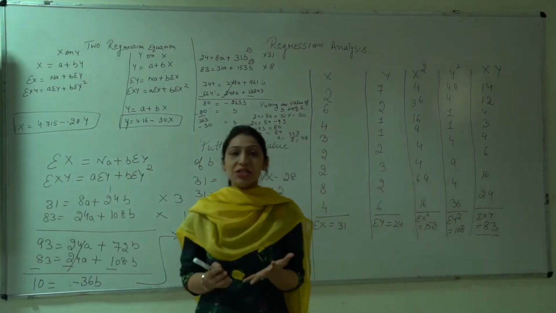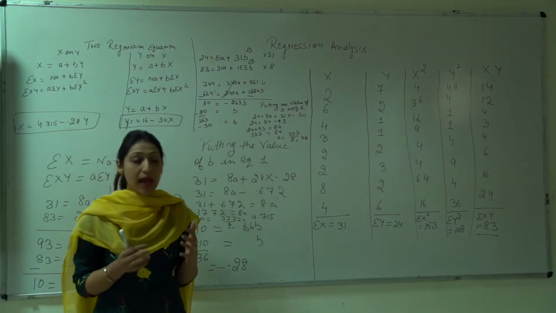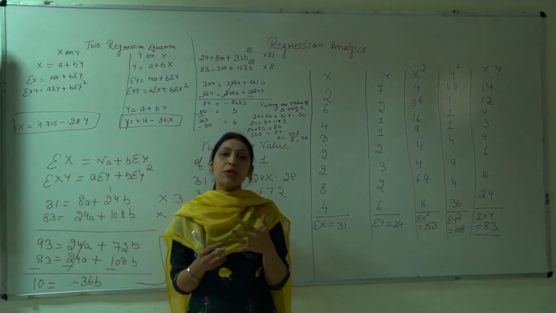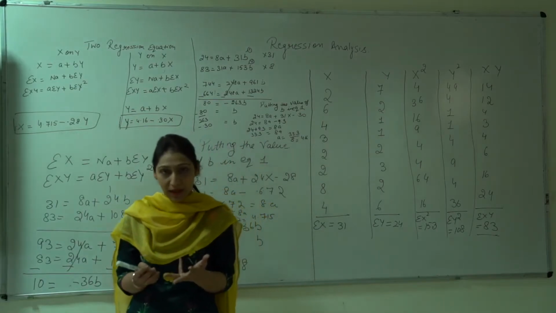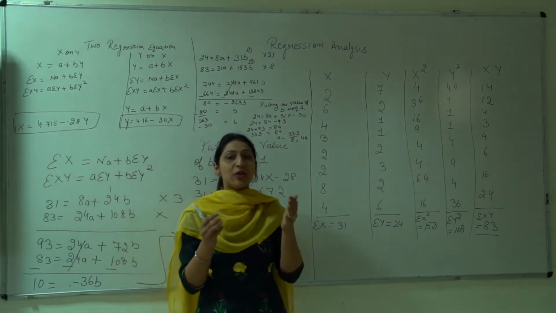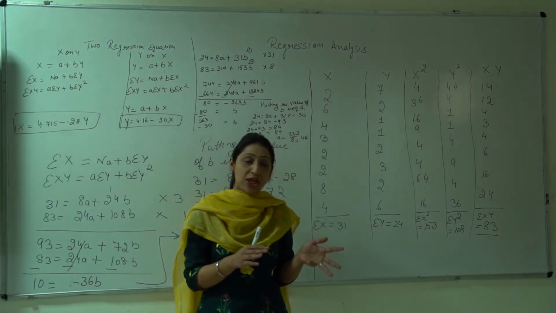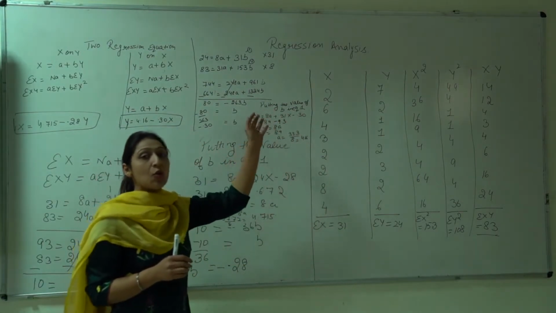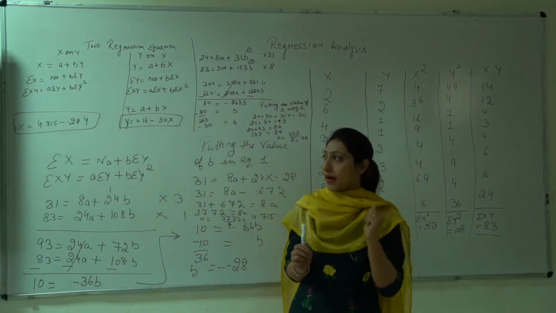So what is regression? When we talk about regression, we are talking about two or more variables, and it establishes a relationship between two or more variables in which one is dependent, another is independent. Unlike correlation, where we talk about two variables which are dependent upon each other, in regression we talk about variables in which one is dependent, another is independent.